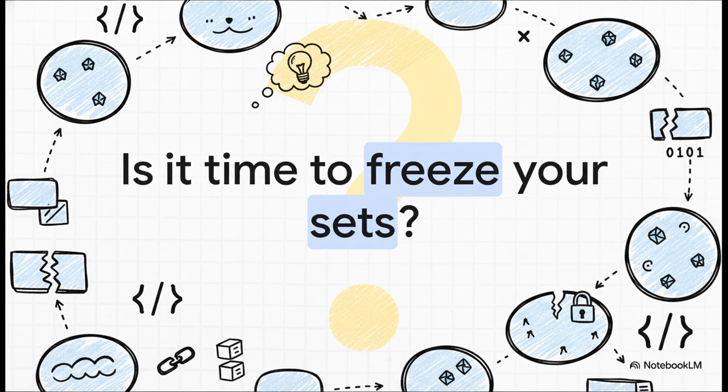And that wraps up our explainer. It's pretty wild how one simple data type solves such massive structural problems in Python. So I'll leave you with this. Next time you sit down to write a script, take a hard look at your data structures. Are you leaving your data vulnerable to accidental changes? Or is it time for you to finally freeze your sets?